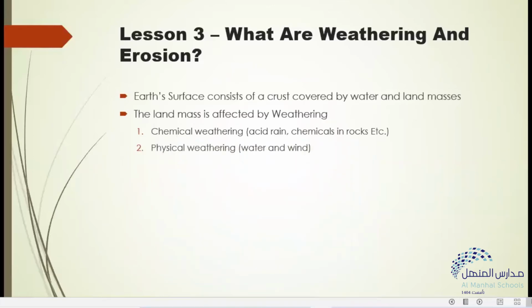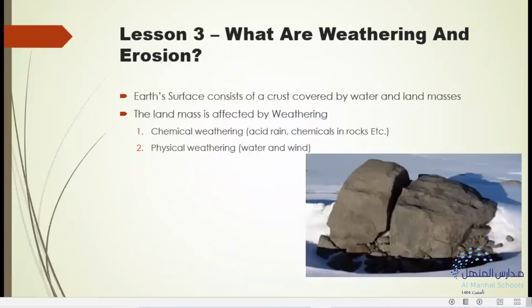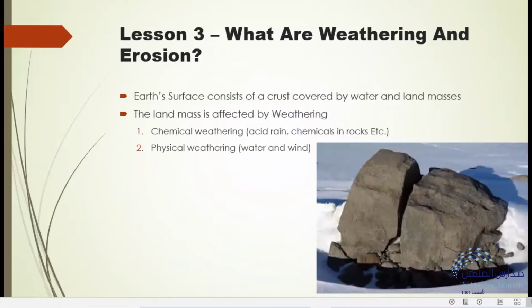The second type is physical weathering. Now, wind and water change the shapes and sizes of rocks. In this example, water found its way into this rock. It froze and then broke this rock over a period of time. Then it keeps on going till the rock is very, very small, like we can see here on the bottom.